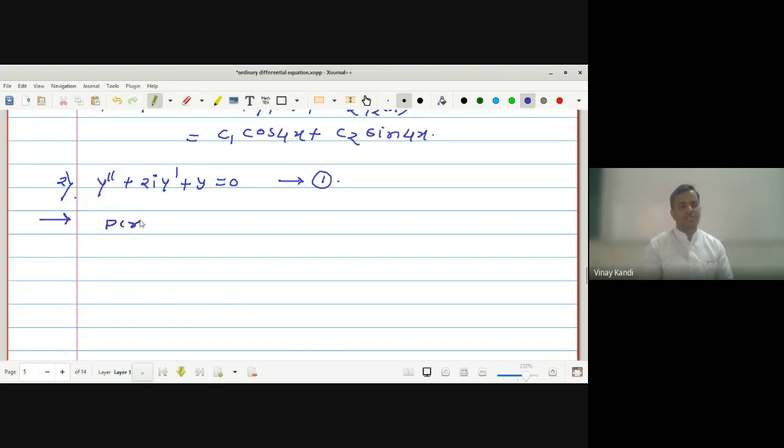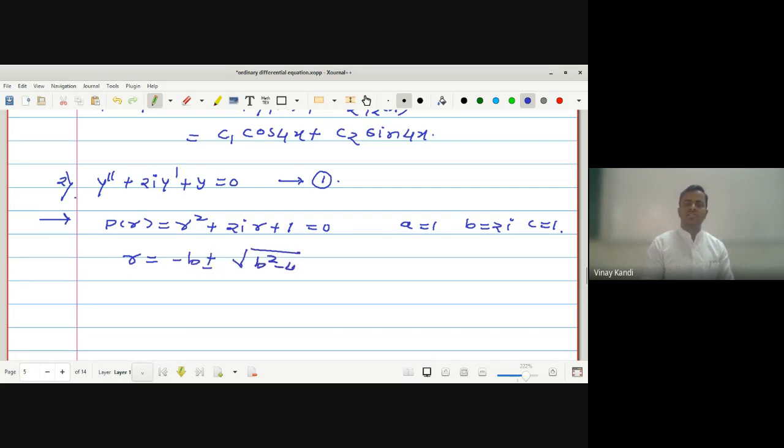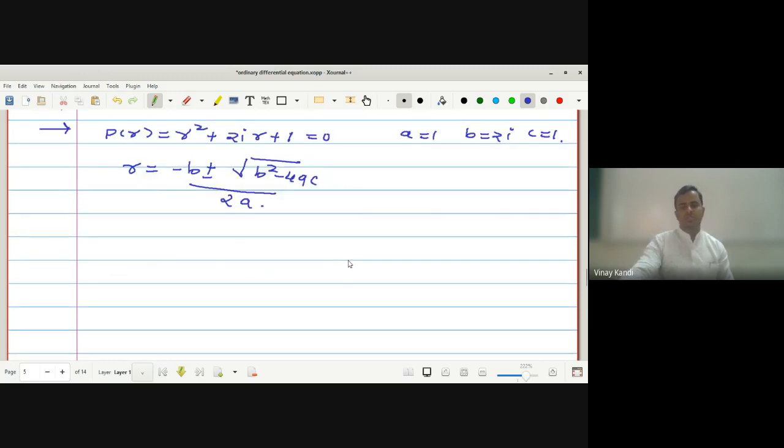r square plus 2ir plus 1 is equal to 0. Now here a is equal to 1, b is equal to 2i, and c is equal to 1. So r is equal to minus b plus or minus under root b square minus 4ac upon 2a. Now tell me directly, what is the value of r?